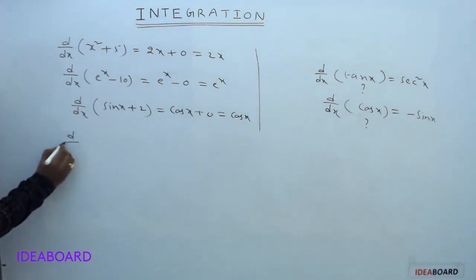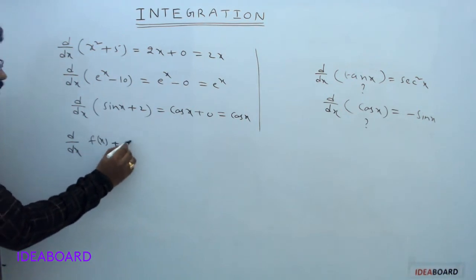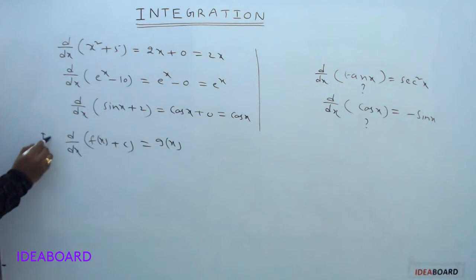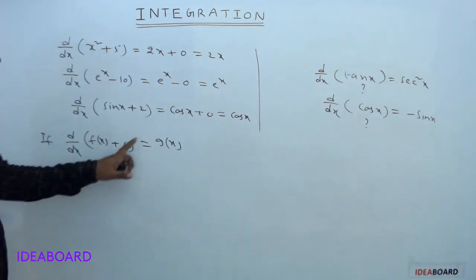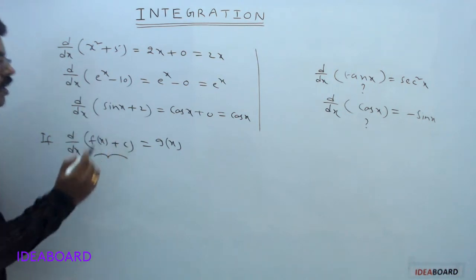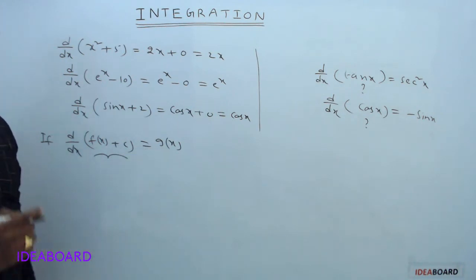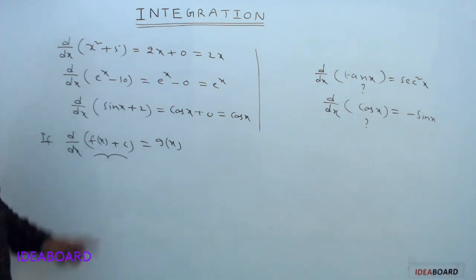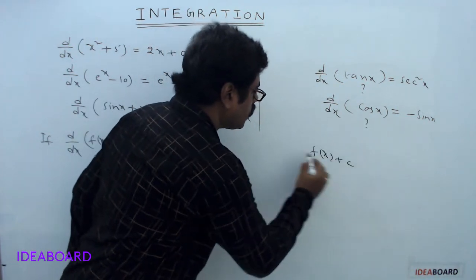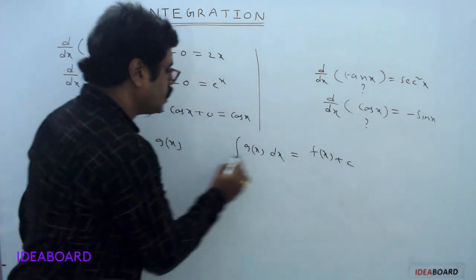Suppose derivative of f of x plus c equals g of x. If derivative of f of x plus c equals g of x, then this f of x plus c is called integral of a function g of x with respect to x. It can be written as f of x plus c equals integral g of x dx.